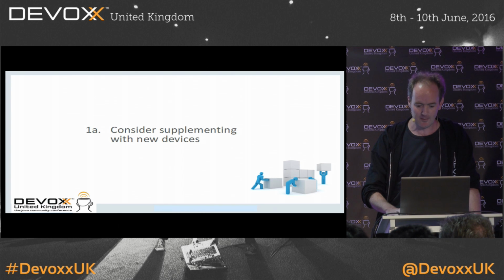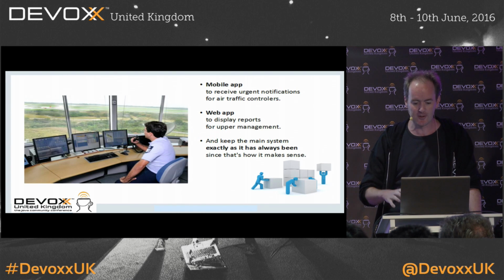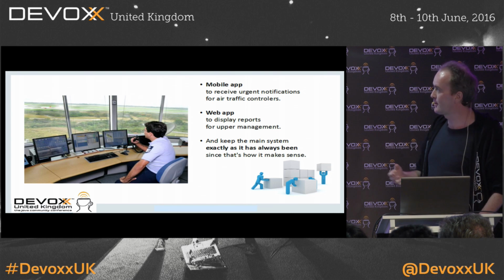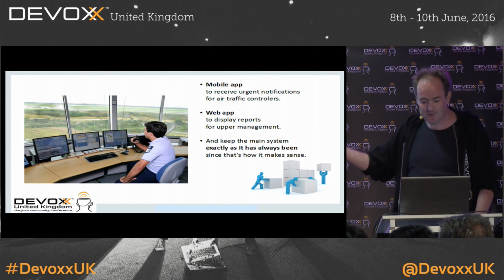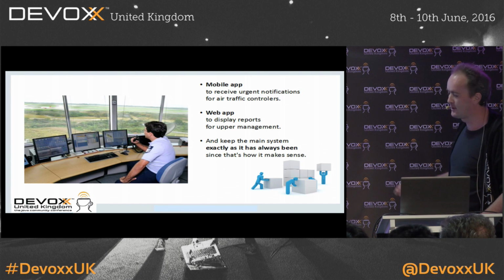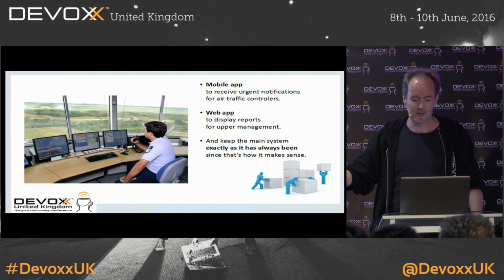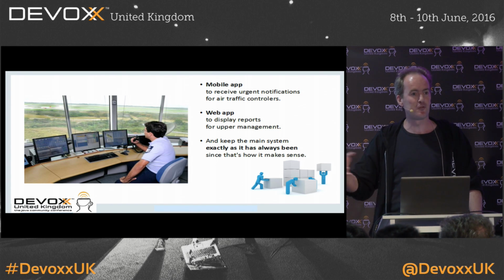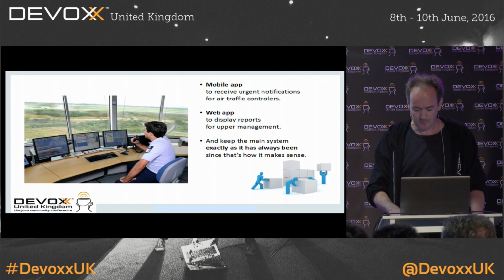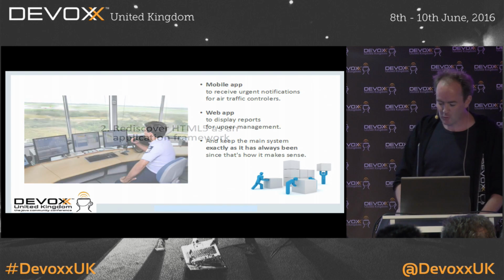So rather than going ahead and rewriting software that has no place in the browser to being in the browser, supplement that software system. Keep that system as it is, but supplement it with a mobile app for urgent notifications to those in the air traffic control system, for example, that need to be notified of that, and supplement that system with a web app for management to get reports and status overviews and so on, and leave the remainder of the system exactly where it is on the desktop where it's fine. So that will be very quickly tip number 1.